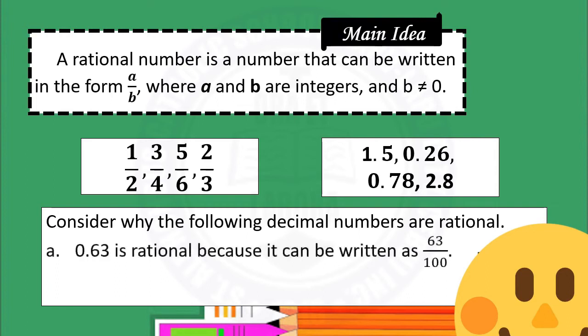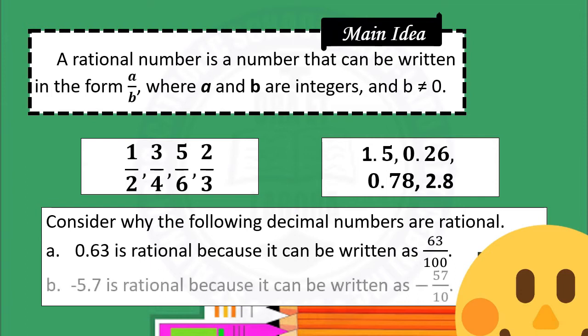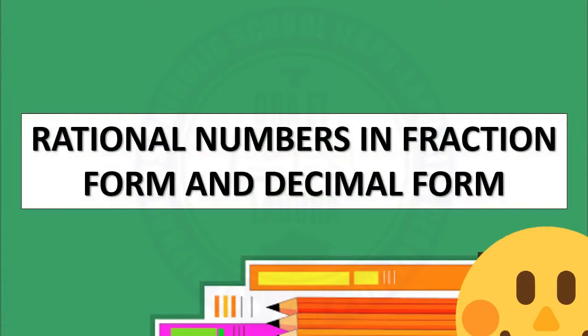Letter A, 0.63 is rational because it can be written as 63/100. If you divide 63 by 100, the answer would be equal to 0.63. So that means this decimal number is a rational number. Another, -5.7 is also a rational number because it can be written as -57/10. Now this time, let's learn how to express rational numbers in fraction form to decimal form.